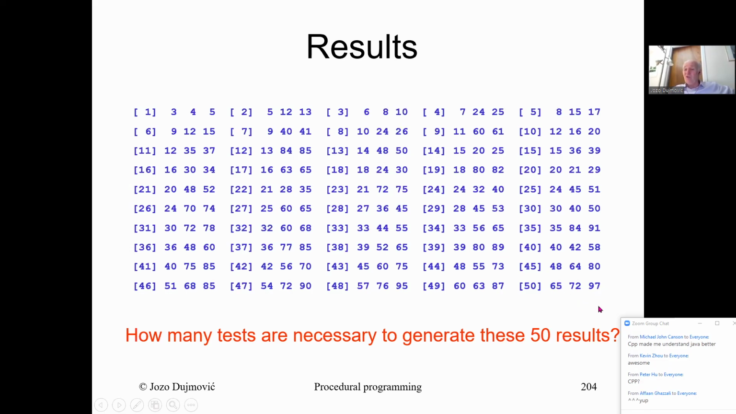Okay, so 65 squared plus 72 squared is 97 squared. If you go above that, you are above 100, and we are not interested in that. So I have to write a program that is generating these 50 solutions. The question is, how many tests are necessary to generate these results? I expected to find a program that will be reasonable that is generating this.